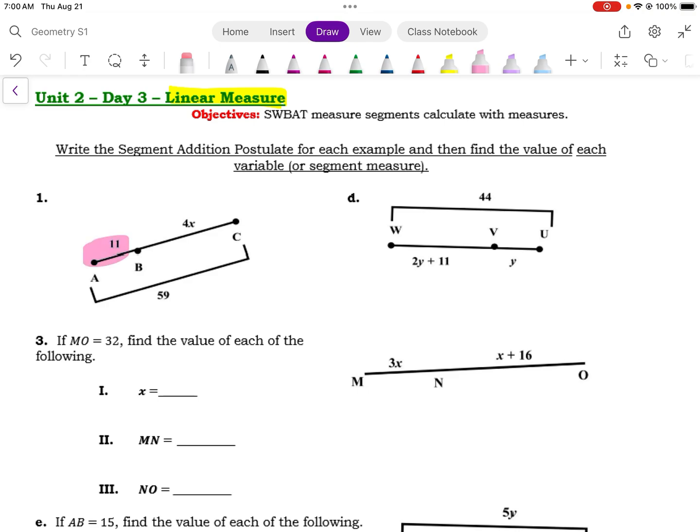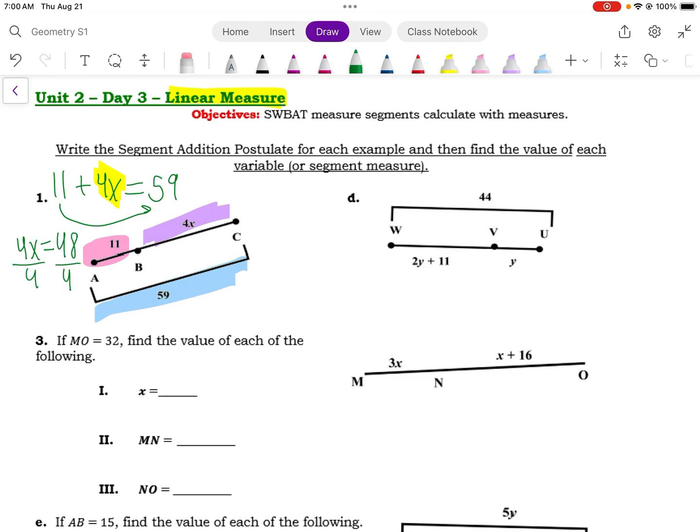So we have 11 as a segment, we have 4x as a segment, and then the entire thing is 59. So we're going to combine our smaller segments and make it equal to our bigger one. And then we're going to be solving an equation, which is what we did in our last unit, reviewing solving equations. So first we will want to subtract that 11. So we have 59 minus 11, and we have 48. And then divide by 4 on both sides. And I have x equals 12. Okay? And then it says find the value of each of the variables.